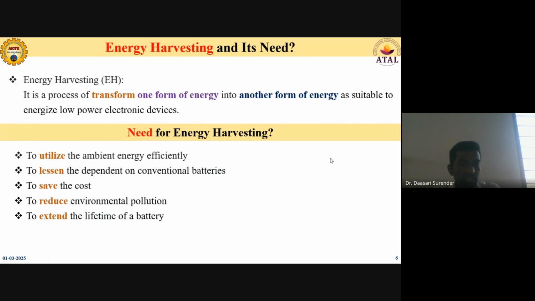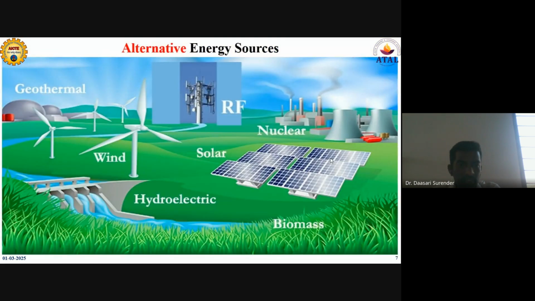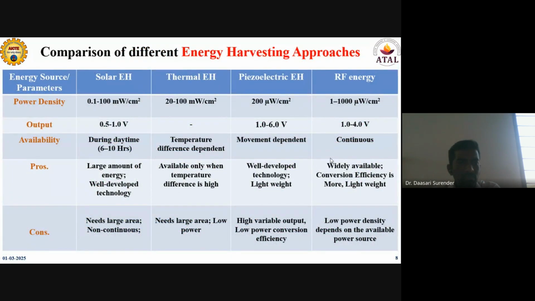But by using energy harvesting approaches, the cost will be reduced. And also, we are utilizing the ambient environment, so it reduces the environmental pollution also. And that extends the lifetime of the battery. So various energy sources available in the ambient environment are geothermal, wind, solar, hydroelectric, nuclear, biomass, etc. And this is the comparison of different energy harvesting approaches.